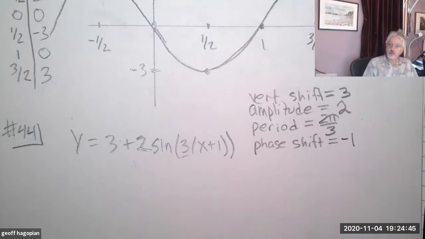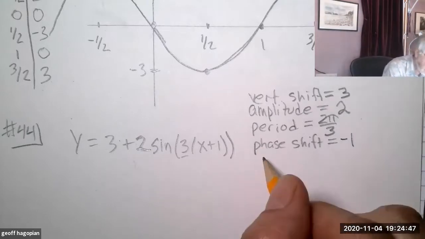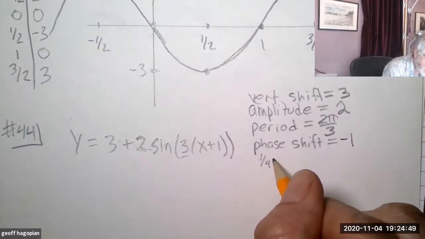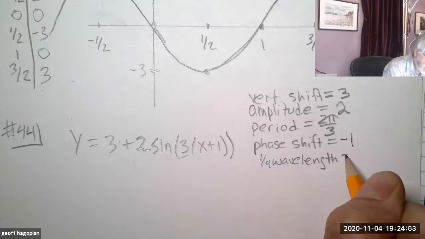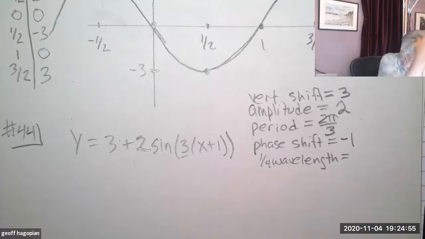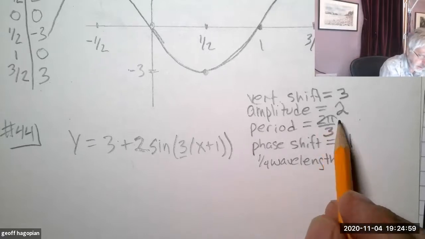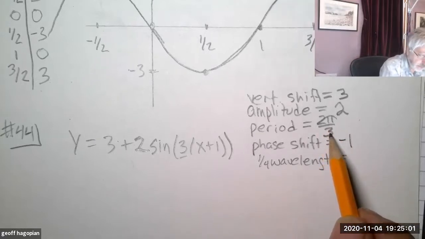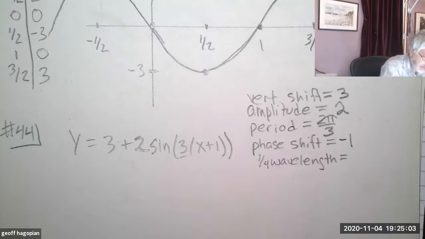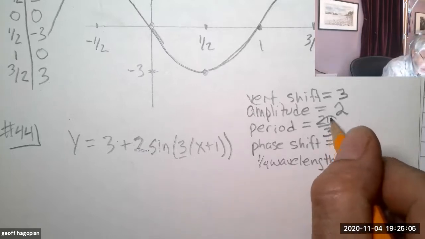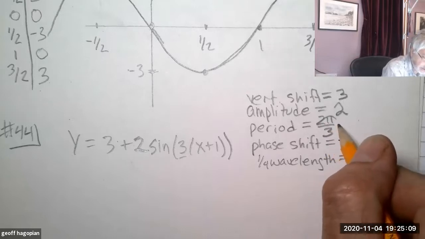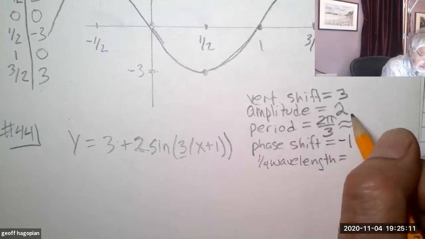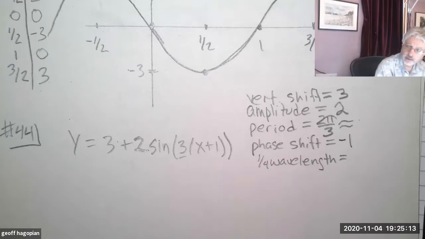So how about a quarter wavelength, as long as we're at it, right? So a quarter wavelength. Your book doesn't emphasize this, but I think it's a darn handy thing. So the period is 2 pi over 3. Now, that's going to be a little bit more than 2. All right, so maybe we should approximate. So why am I approximating? I didn't approximate that before.